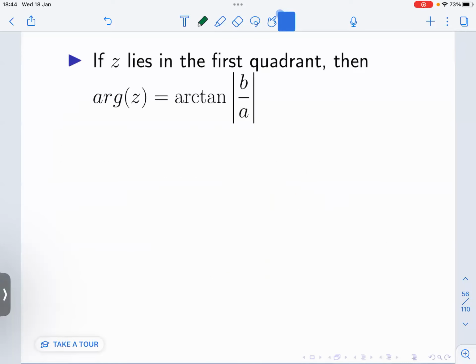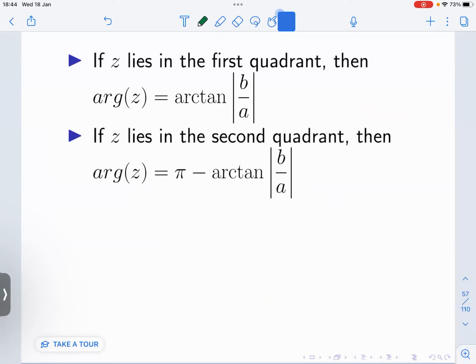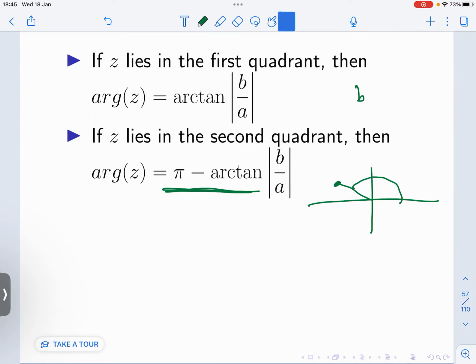If your complex number is in the first quadrant, it will be somewhere there. So I'll just put z there. Then this is the angle, theta, that we are interested in. And the argument is just calculated by taking arctangent of b over a. If it lies in the second quadrant, then our complex number is somewhere here. This is the argument. So to get the correct argument, we can simply calculate pi minus arctan of b over a. Remember, b is the imaginary part of the complex number and a is the real part.